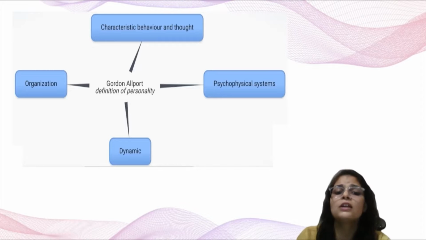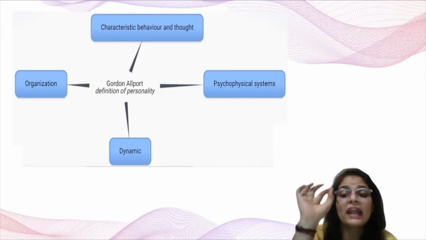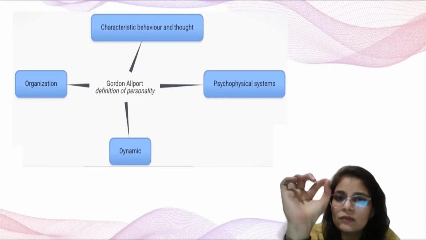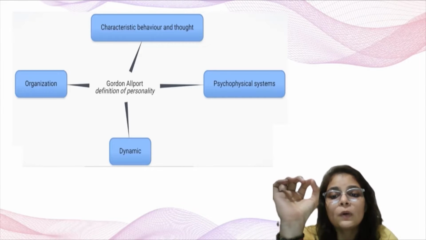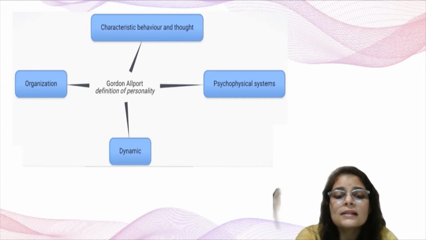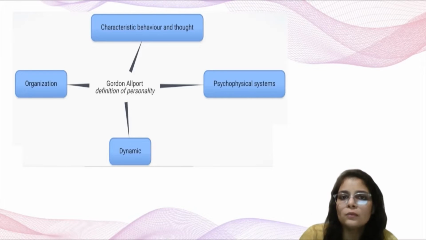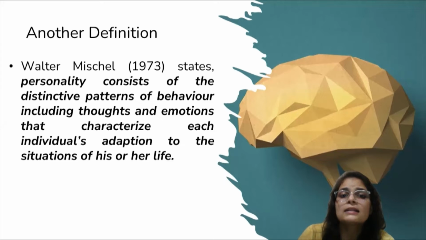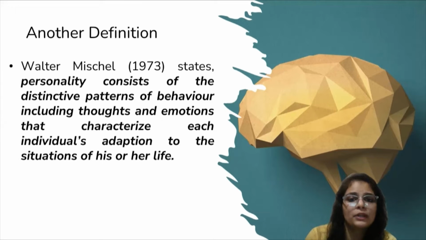Moving on with the characteristics, behavior, and thoughts, it refers to the traits that are said to be relatively stable and consistent. These are one's way of behaving, thought processes, and emotional responses. We will learn more about traits in the upcoming slides. Moving ahead, Walter Mischel in 1973 gave another definition of personality, which states that personality consists of distinctive patterns of behaviors, including one's thoughts and emotions, which characterize each individual's adaptation to the situations of his or her life.